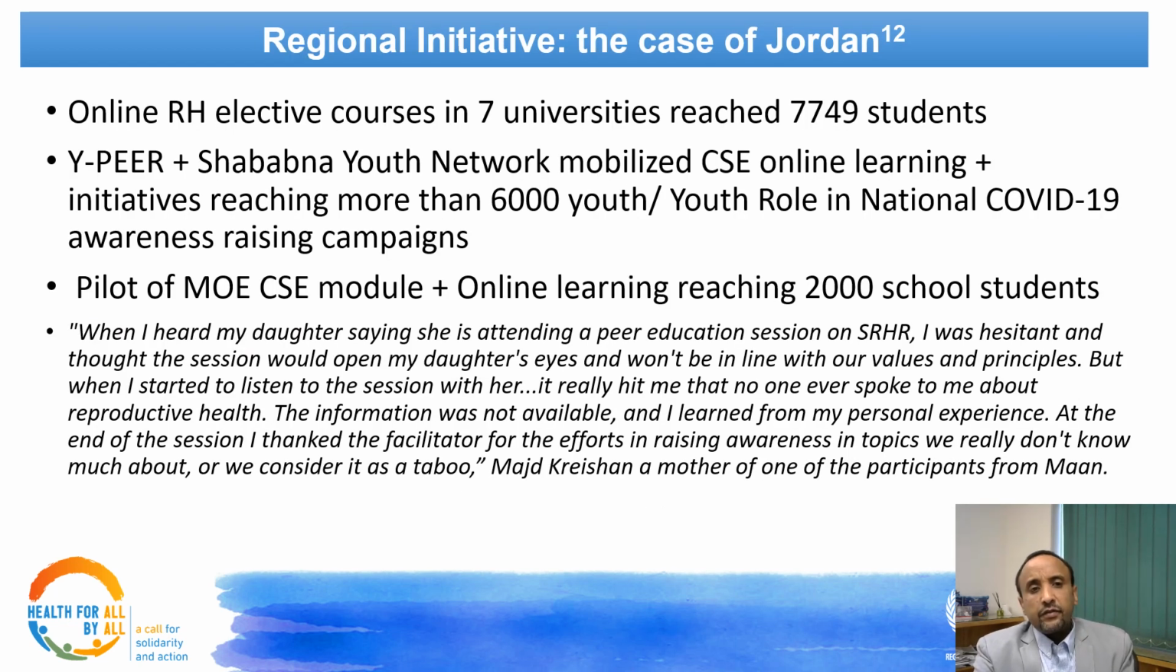Over the next two slides, we will highlight some regional initiatives. For example, in Jordan, a comprehensive initiative targeting university students, youth networks, and school students. They managed to reach a significant audience: more than 7,700 university students, around 6,000 youth among youth networks, and around 2,000 school students.